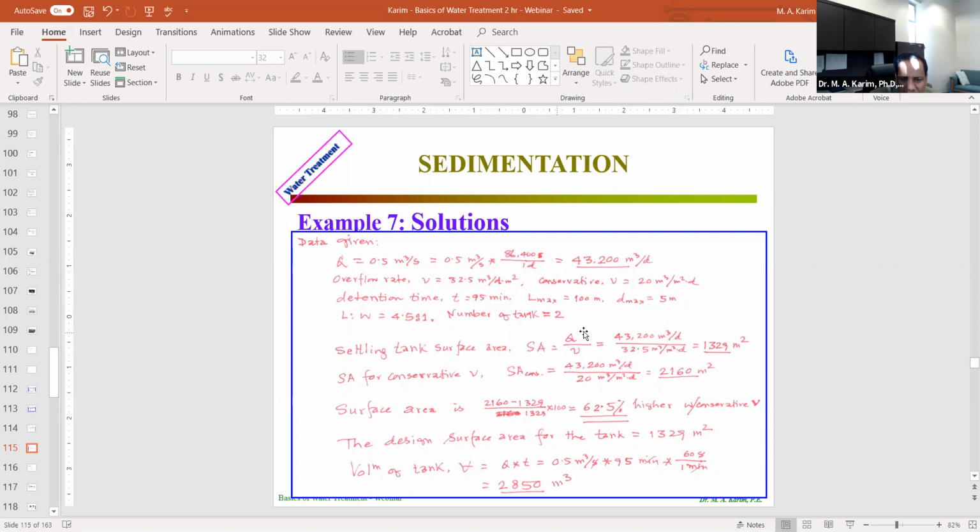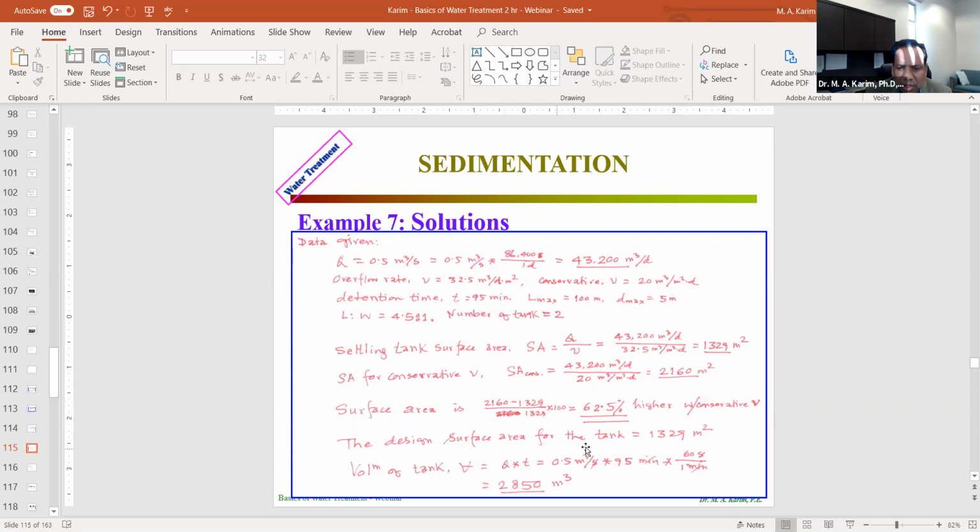So settling tank surface area would be Q over V. So Q is this, V over, let's say, 32.8. Let's use this first. We get 1329 surface area. If I use the conservative one, overflow rate 20, then I get 2160. How much more are we providing using the conservative estimate? Surface area is almost 62.5% higher. So you see that a little bit of change in the overflow rate can give you a much higher requirement of the surface area. So the surface area is almost 62% more.